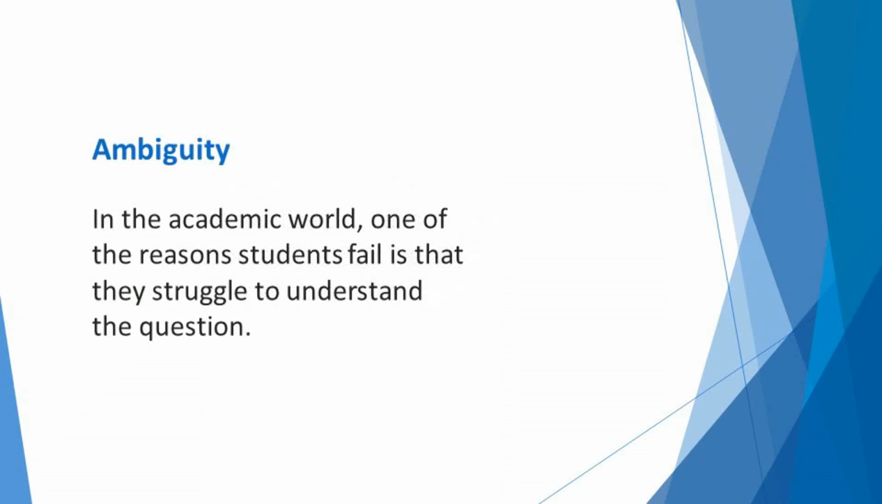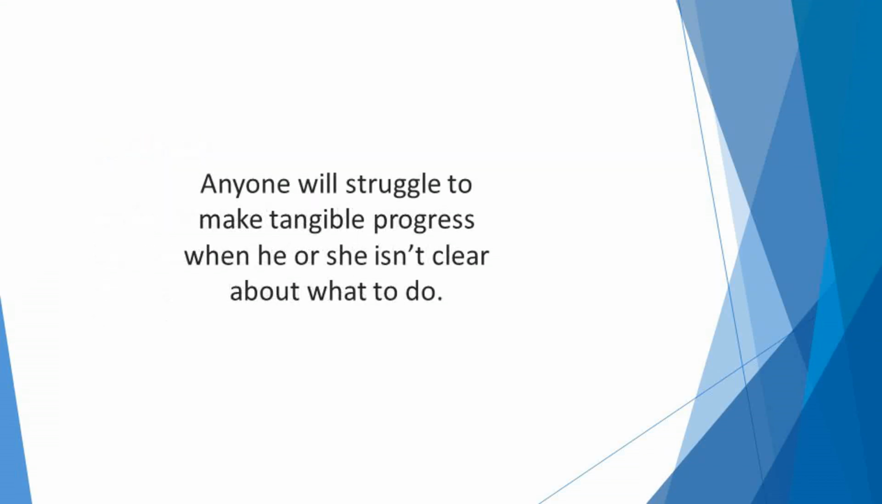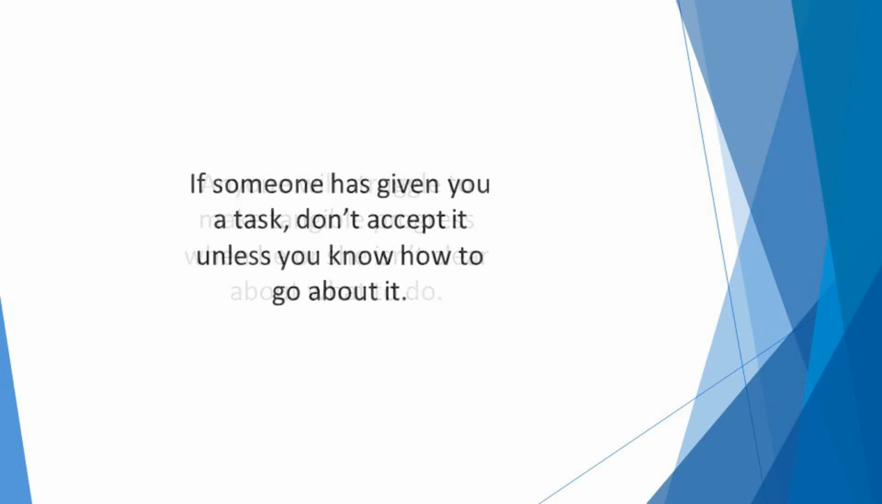Ambiguity. In the academic world, one of the reasons students fail is that they struggle to understand the question. Meanwhile, once you misinterpret the question, you cannot provide the right answer to it. Anyone will struggle to make tangible progress when he or she isn't clear about what to do. In order to avoid ambiguity, your goals should be specific. If someone has given you a task, don't accept it unless you know how to go about it.